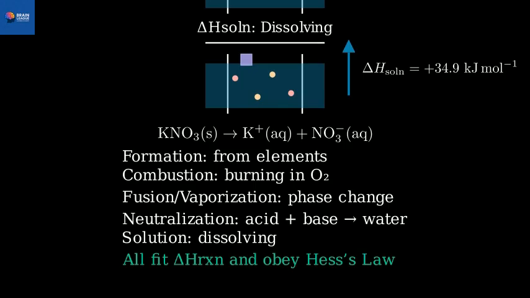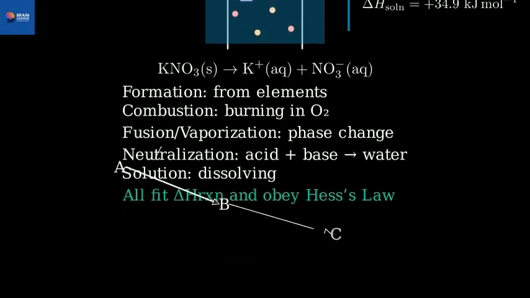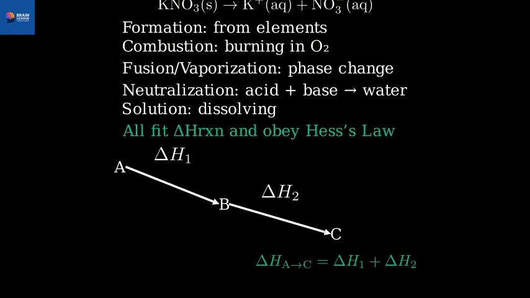A final picture for Hess's law. If a reaction goes from A to B with delta H1 and from B to C with delta H2, then the overall from A to C has delta H equal to delta H1 plus delta H2. Energies add when you add equations.